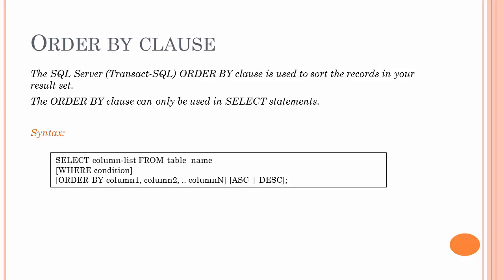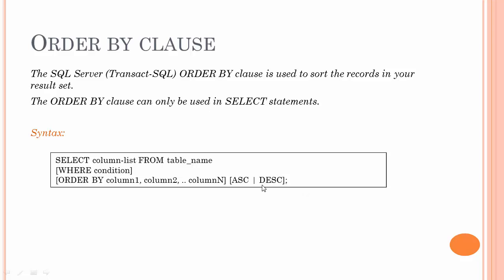The SQL Server order by clause is used to sort the records in your result set. The order by clause can only be used in a select statement. So here we have the syntax of order by clause: select, then column list from table name, then where condition, and then after that order by, then columns list, and then ASC or DESC. ASC stands for ascending, DESC stands for descending. When you use order by and don't use ASC or DESC, by default it is ascending, that means ASC.